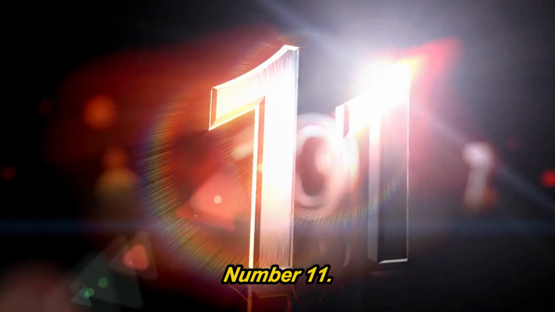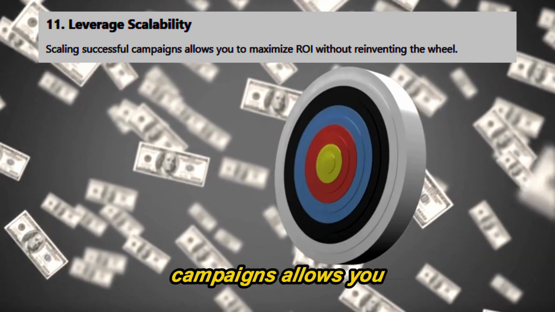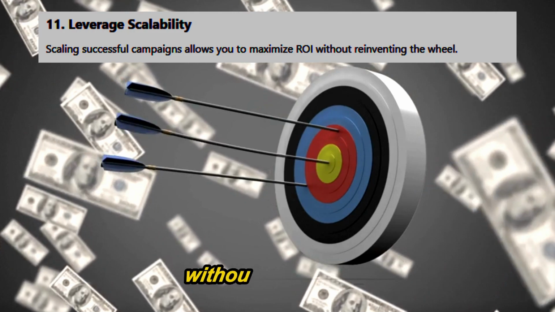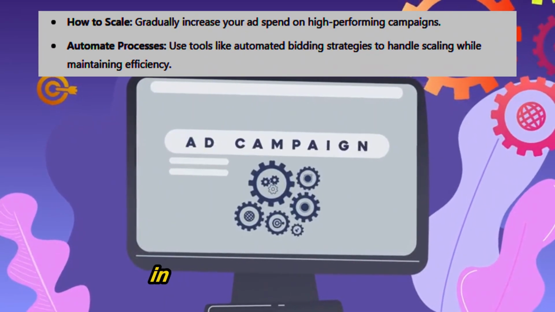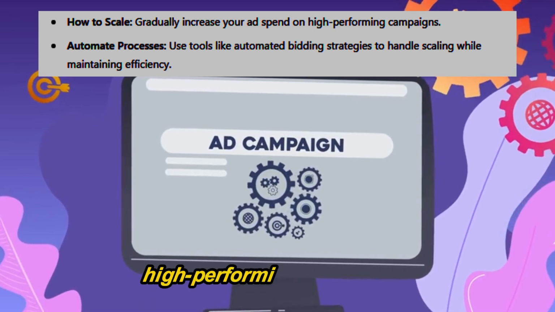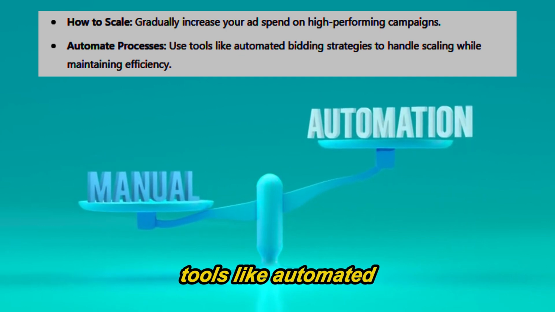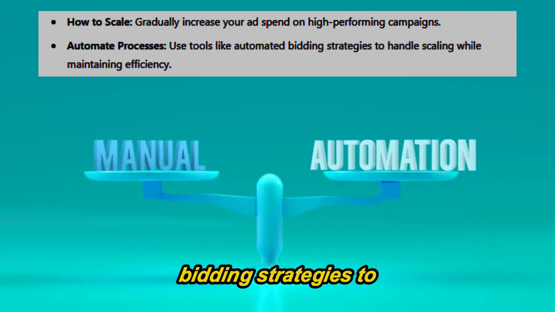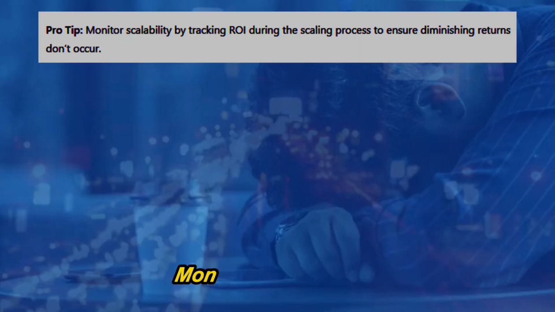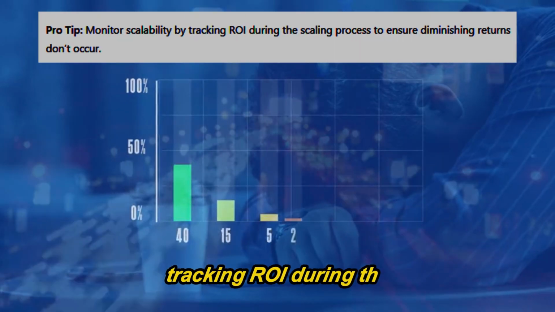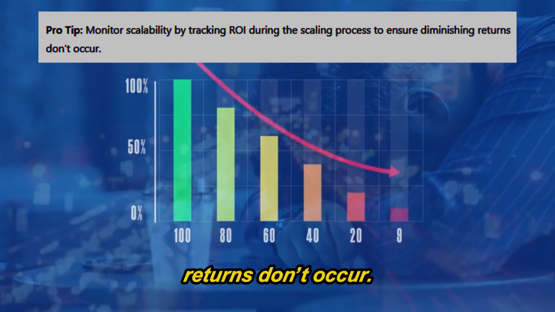Number 11: leverage scalability. Scaling successful campaigns allows you to maximize ROI without reinventing the wheel. How to scale? Gradually increase your ad spend on high-performing campaigns. Automate processes. Use tools like automated bidding strategies to handle scaling while maintaining efficiency. Pro tip: monitor scalability by tracking ROI during the scaling process to ensure diminishing returns don't occur.